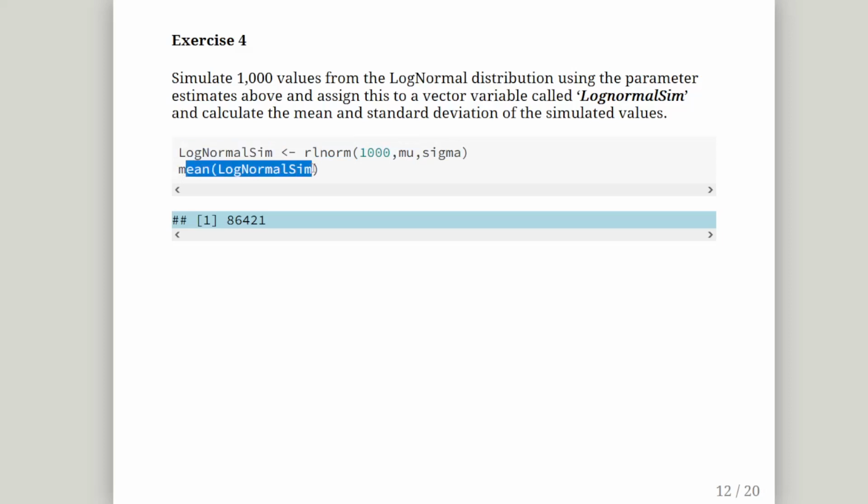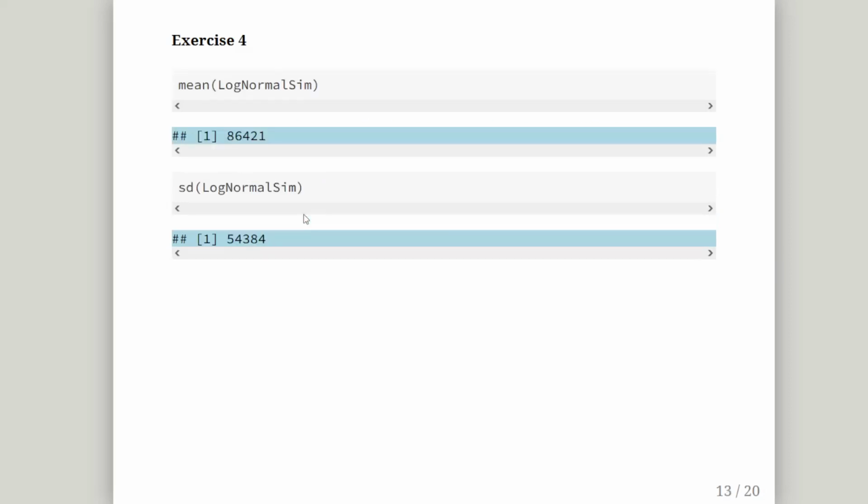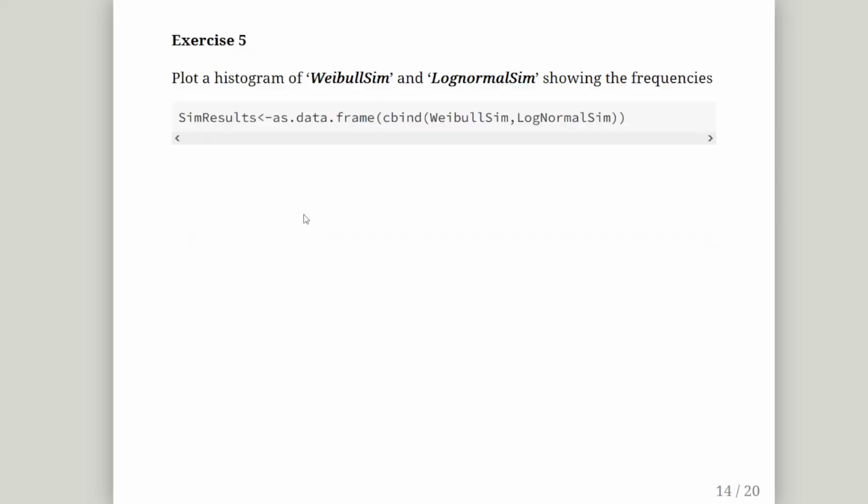Then we get the mean of that, which is 86,421, and also we are going to get the standard deviation of that, which is 54,384. So that's exercise 4.